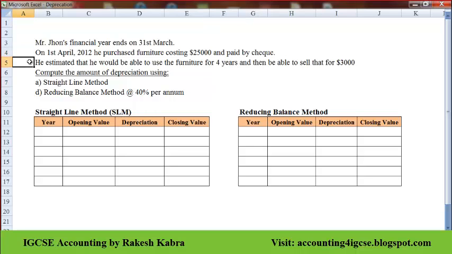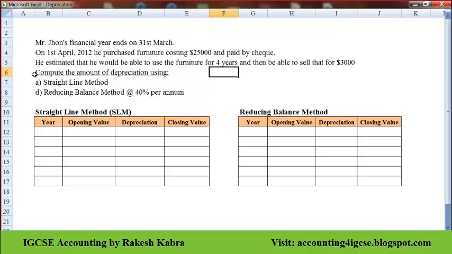Now see the next line. He estimated that he would be able to use the furniture for 4 years, and then he will be able to sell it for $3,000. It means he bought the furniture and estimates that it will last 4 years. These 4 years are the useful life of that furniture. After expiry of these 4 years, we will sell this furniture and recover $3,000. This is the estimated resale price.